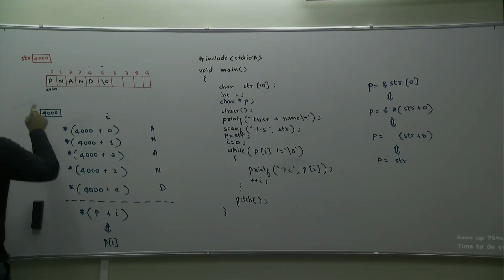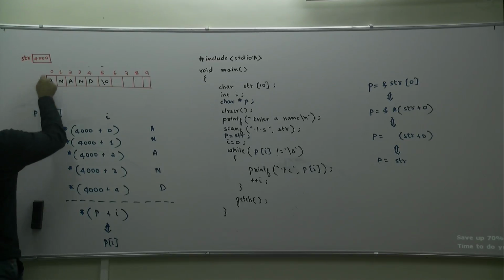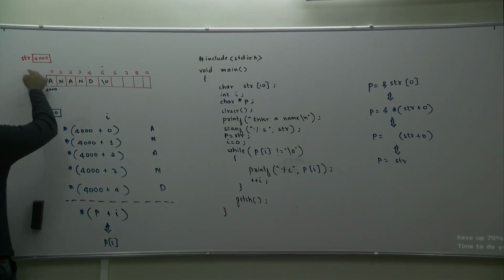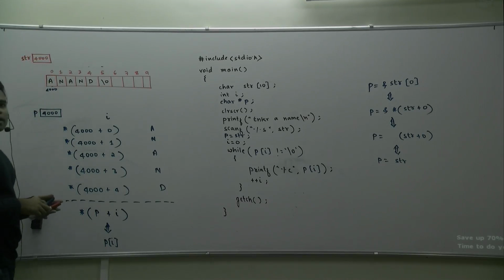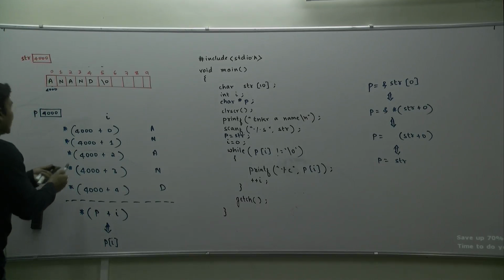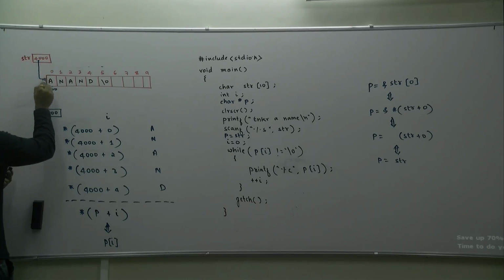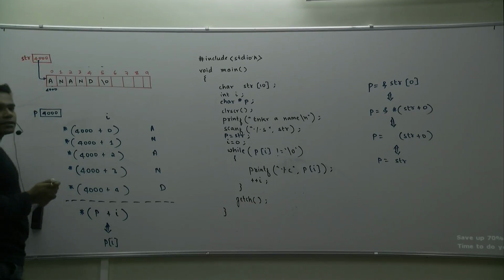All these days I used to tell str of 0 is this, str of 1 is this, str of 2 is this, like that I was telling. In reality, what is an array name? Array name holds the base address. The starting address would be there in the array name. In other words, if str is holding 4000, I can also represent it like this, that it is pointing to 4000.